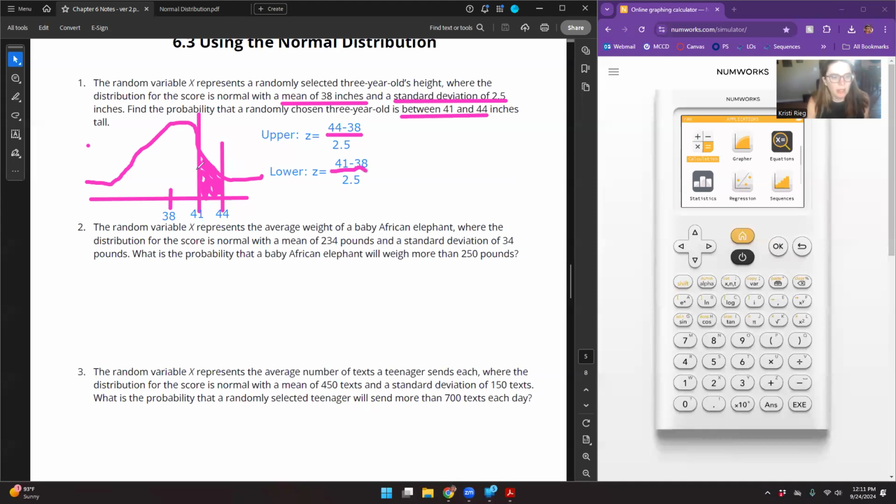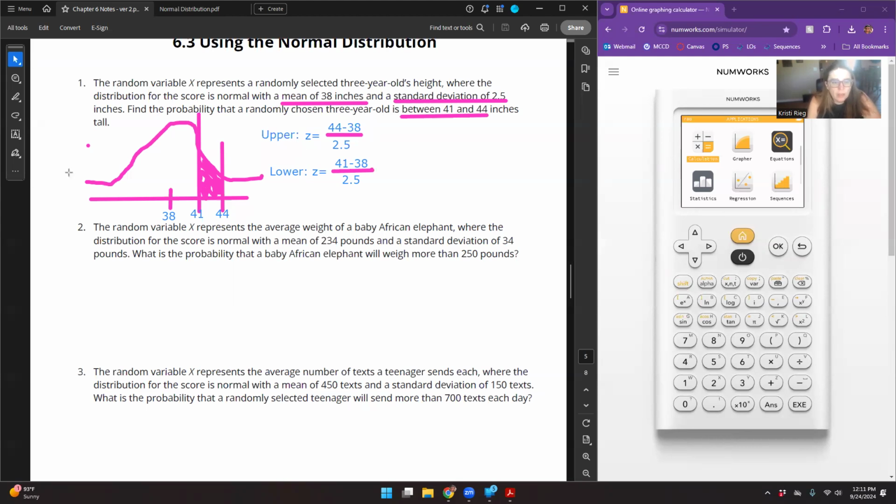This kind of looks like that last worksheet we were doing, where we wanted this in-between part. So we have to calculate the z-score like we did in 6.1, apply the z-score like we did in 6.2, and then we will get our answer.